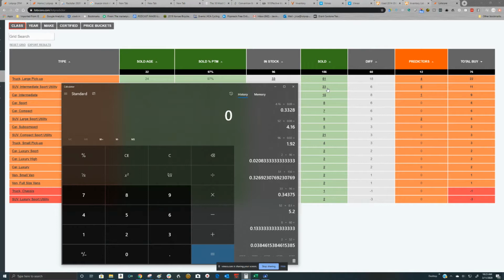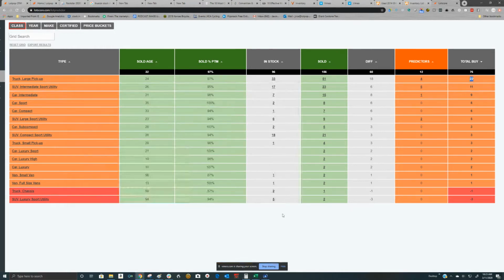And so I don't want him to stock 156 and see this difference right here. He has 33 large pickup trucks in stock, sold 51. So we're saying you need 18. A lot of stocking tools will say that, but he really doesn't. Now this predictor means he's got 4 more that should be leaving soon. Of the 33, there's 4 more that should be leaving soon. So we're actually telling him to go after 22.